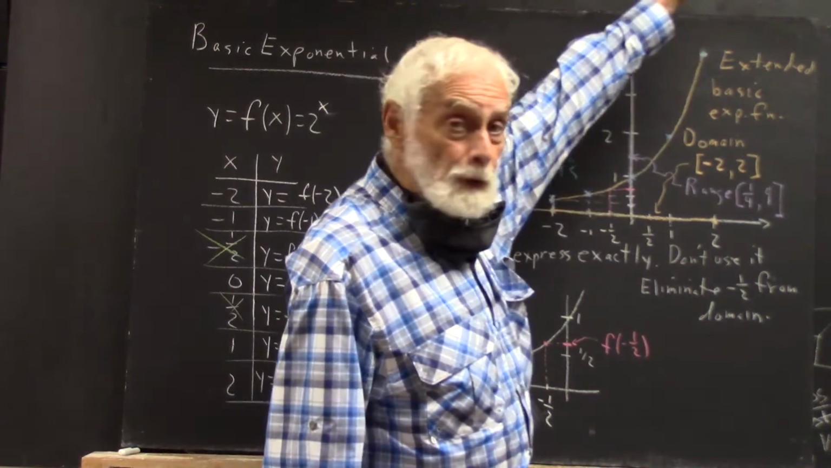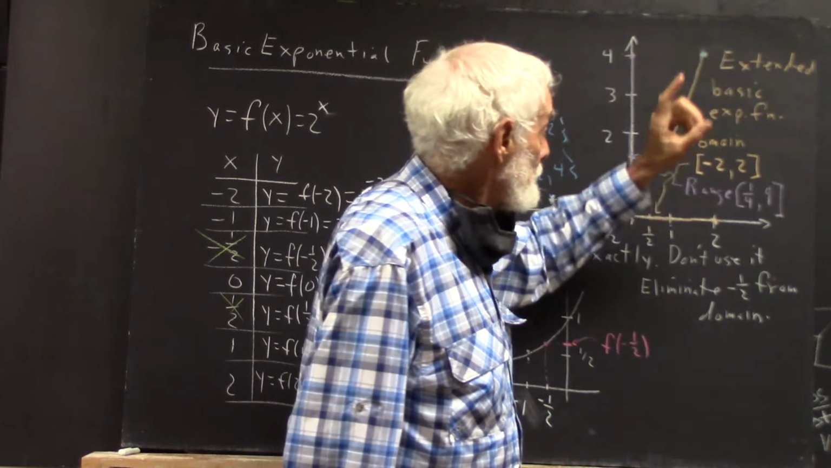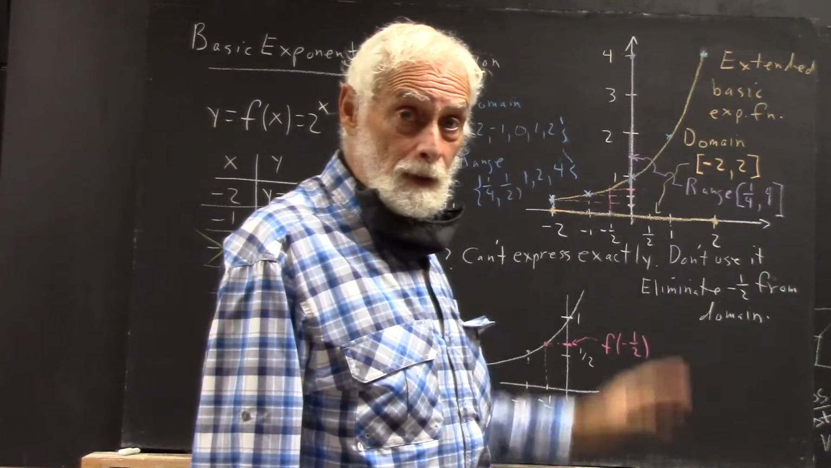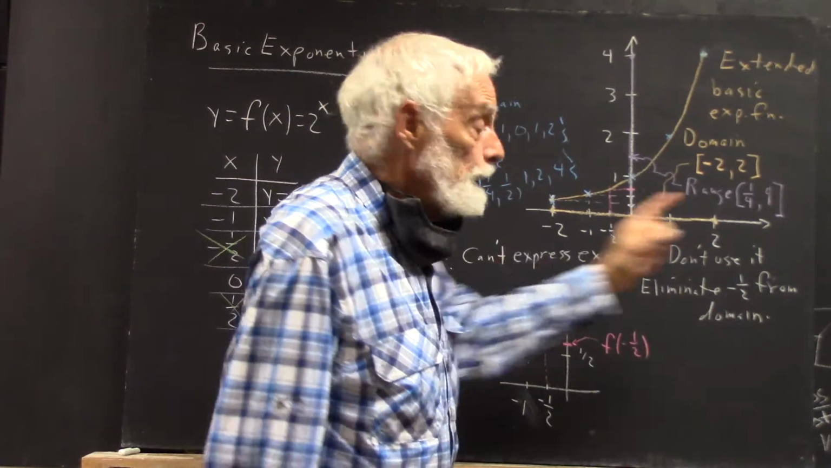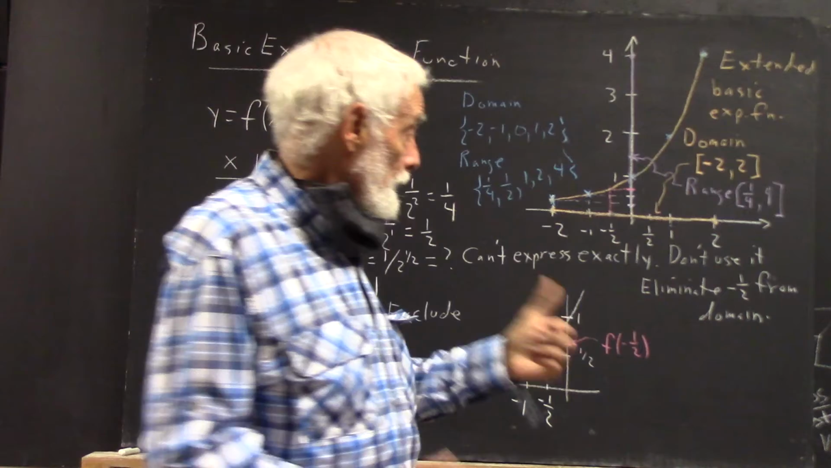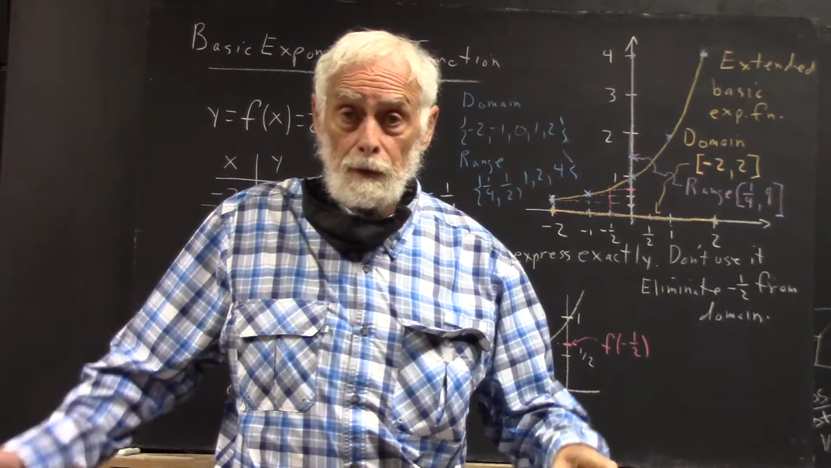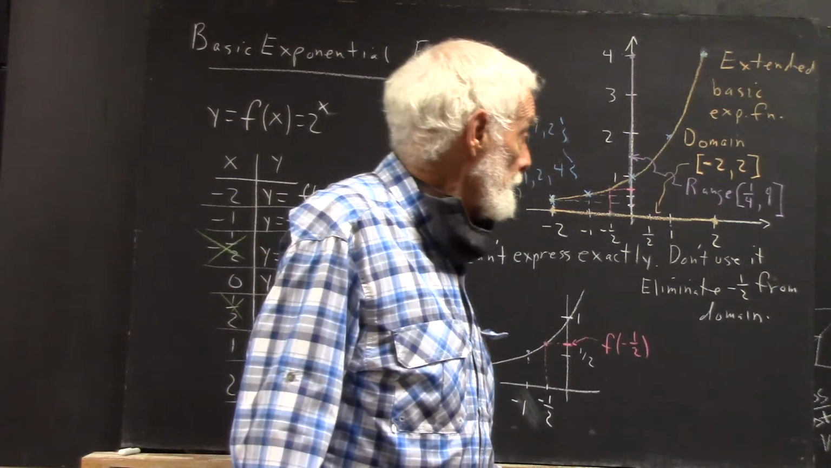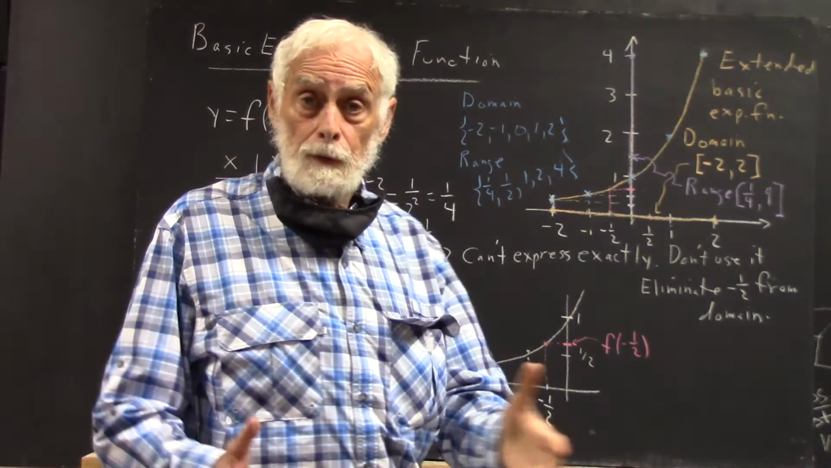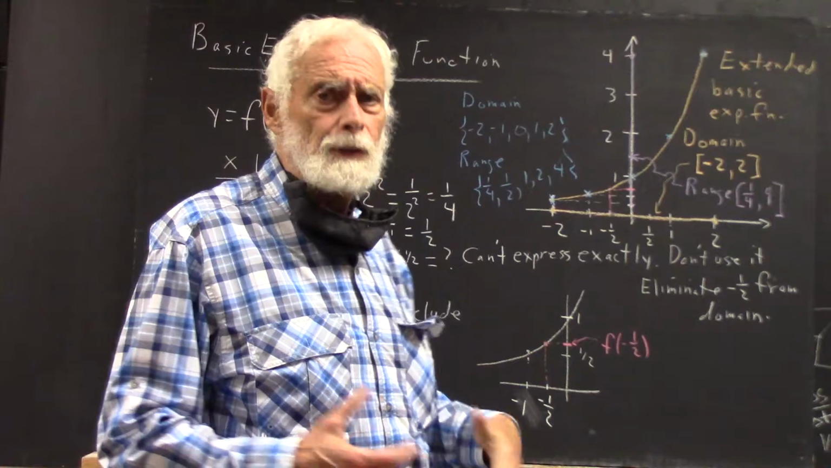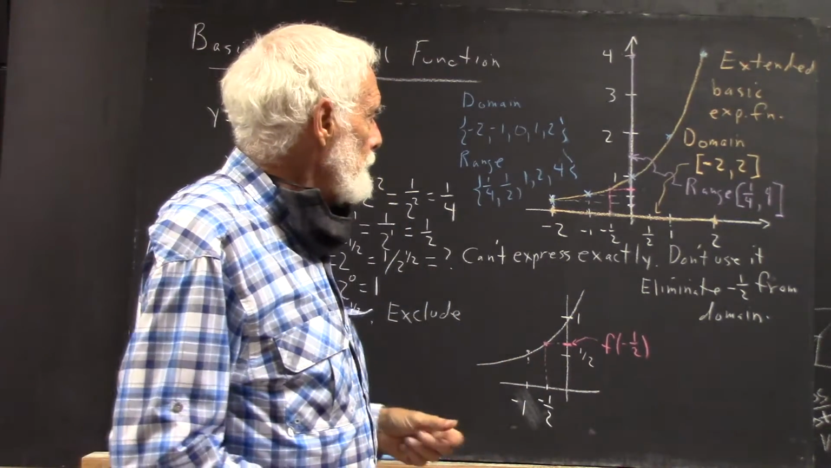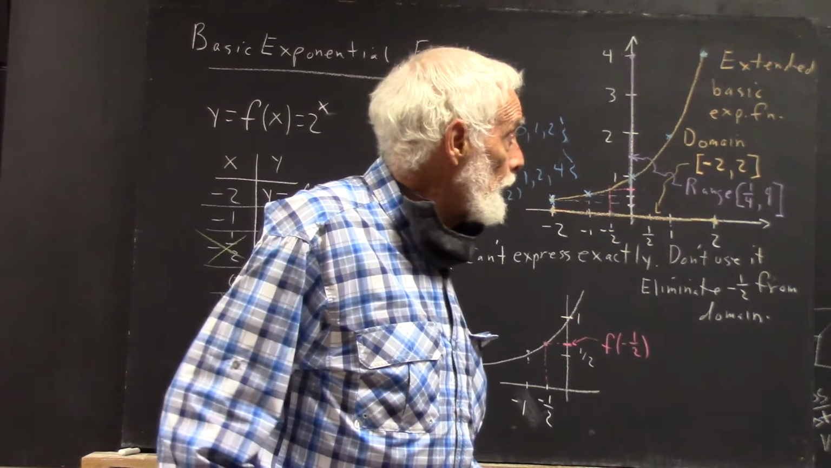So this graph gets really steep, really fast. These numbers just take off, but there's no end to it. So the domain of the complete basic function, which is defined from -infinity to infinity, is the open interval (-infinity, infinity).